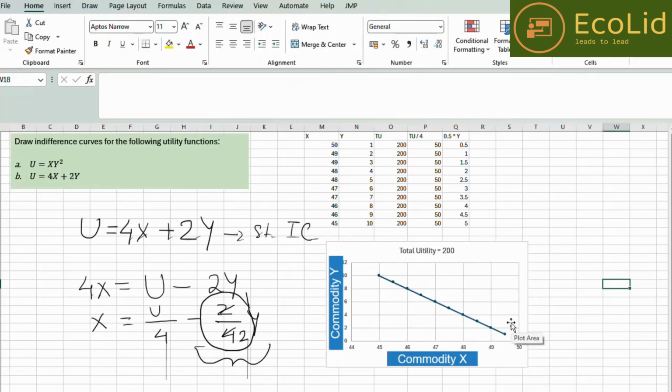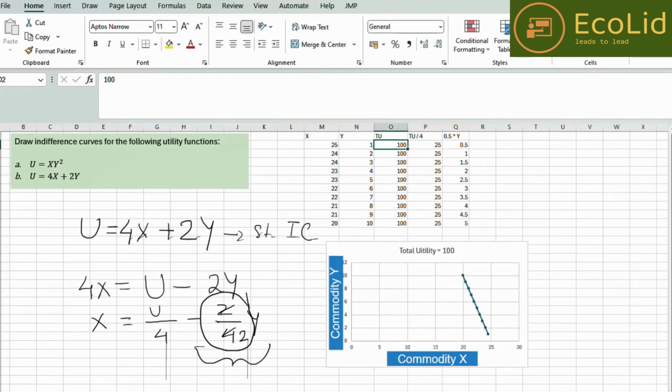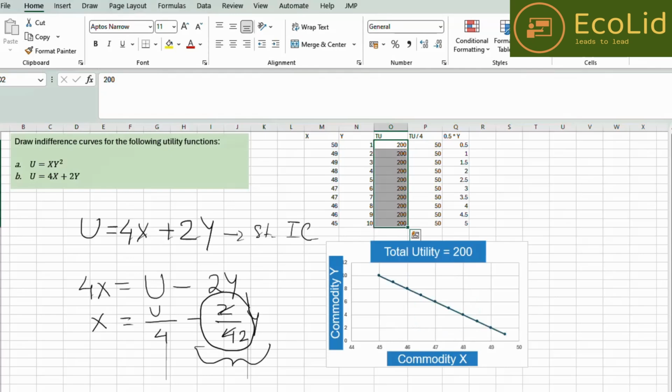If you remember the previous graph, there the total utility was 100 and the indifference curve was much steeper. But now we move to a curve which is much flatter. So that was the indifference curve in the previous case. Now when we move to the total utility of 200, this is our current indifference curve. So we identified how we can draw the indifference curves if we have the utility functions.